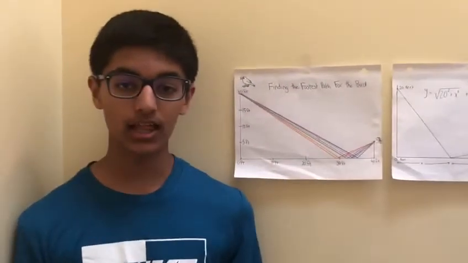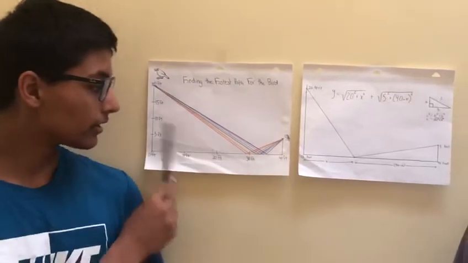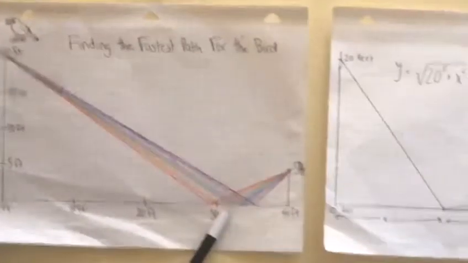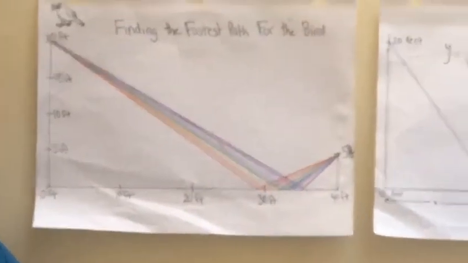I've measured some of the lines around the 30-foot mark, and I've measured that the green line, which goes to the 32 feet mark, is the shortest.